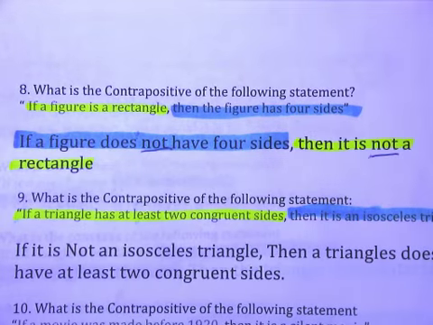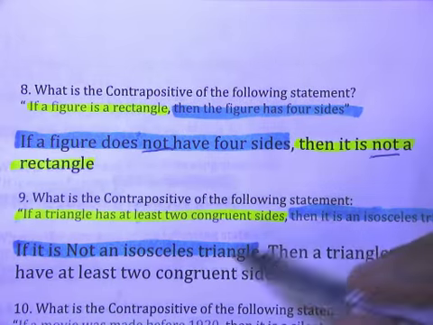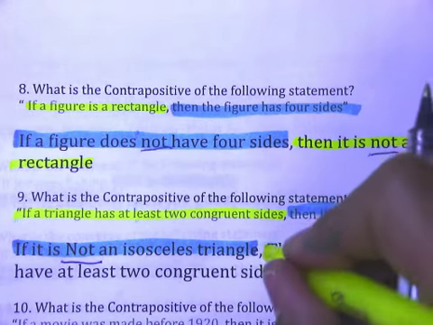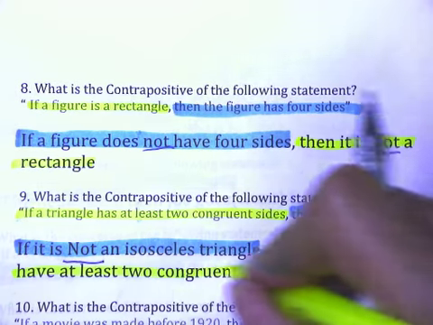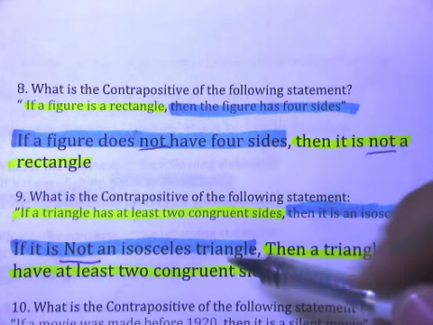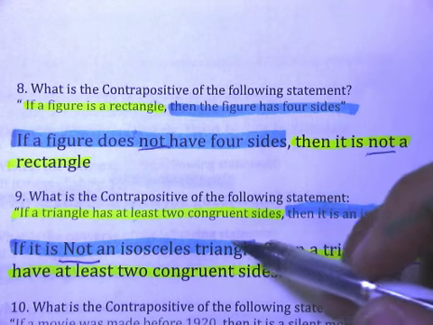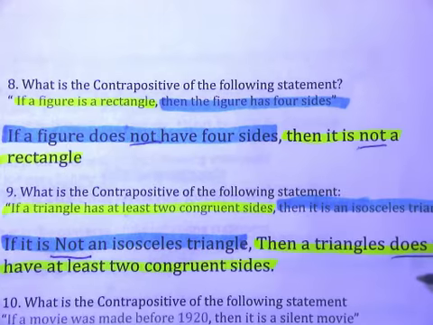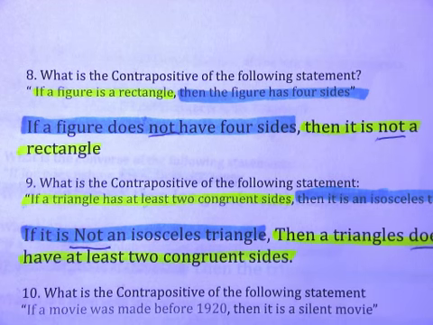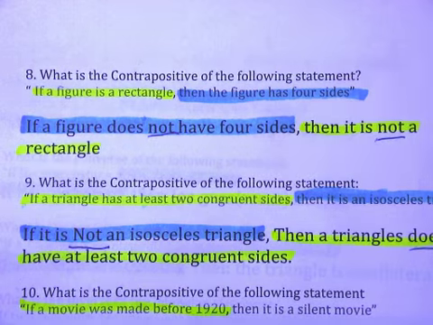But we're talking about the contrapositive. So not only are we negating them, but we're also switching the order. So my answer would look like this. If it is not an isosceles triangle, see, I switched, and with the word not, then the triangle does not have at least two congruent sides. Does not. So again, yellow to blue, P to Q, yellow to blue, Q to P, blue to yellow, and with the words not in them.